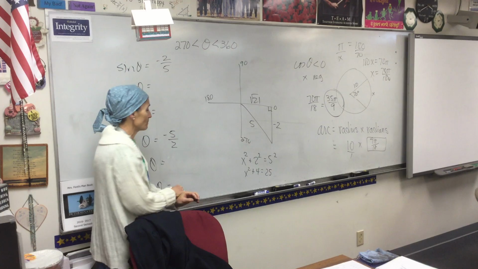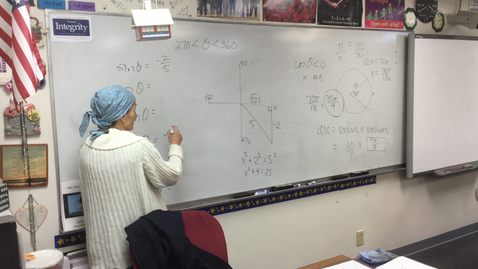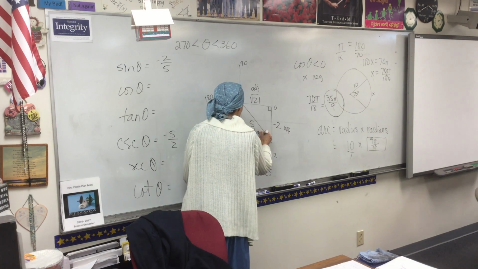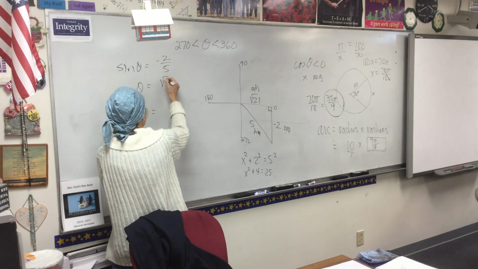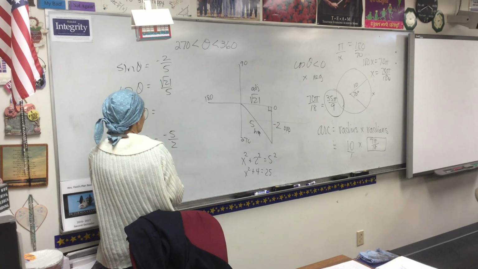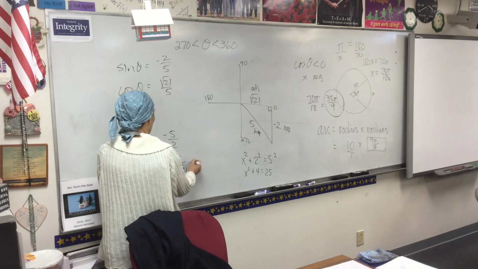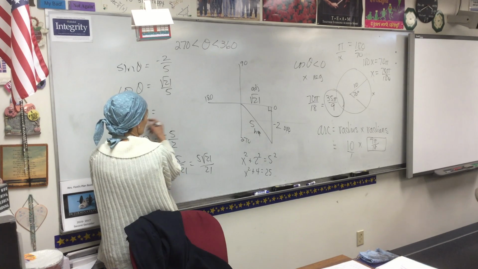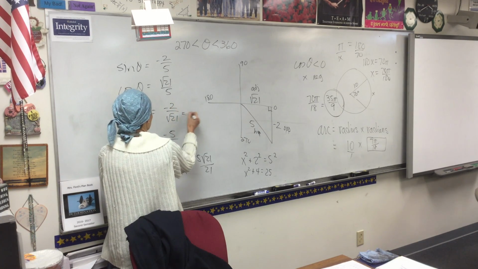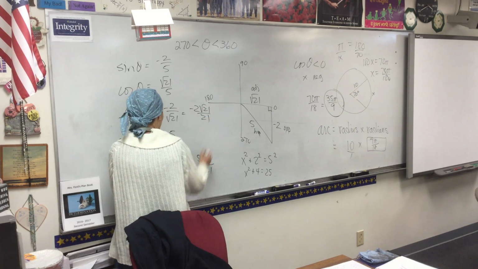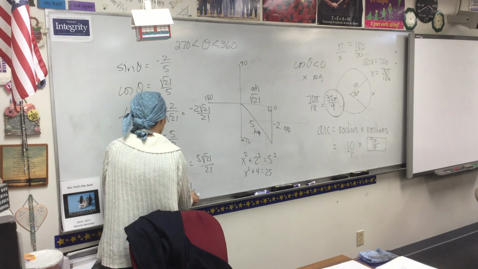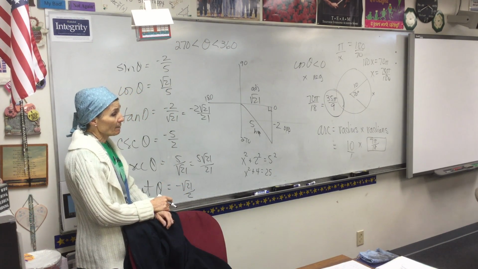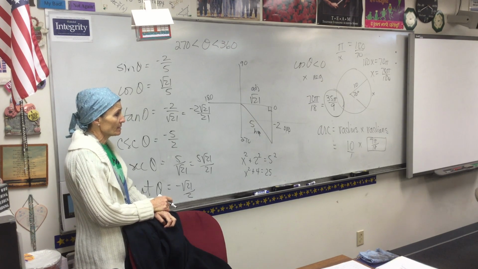But this one's positive. So then the cosine, Audie, this is adjacent, this is opposite, this is hypotenuse. So the cosine will be root 21 over 5. The secant will be 5 over root 21, which you have to rationalize. The tangent is -2 over root 21. And the cotangent is -root 21 over 2. Not a bad problem, but a lot to remember. Lots to remember there.